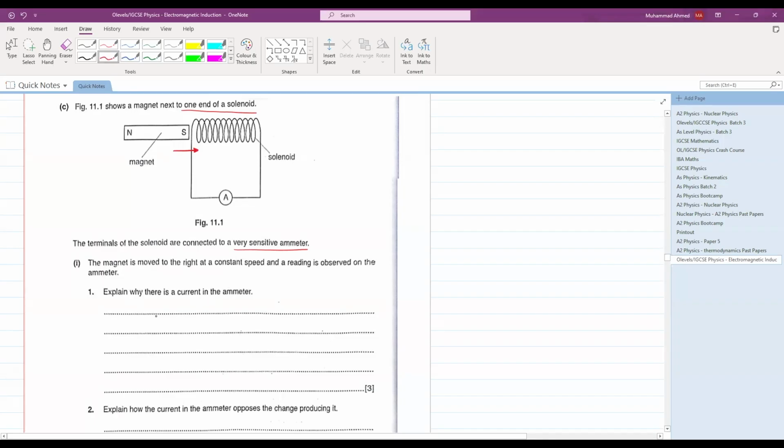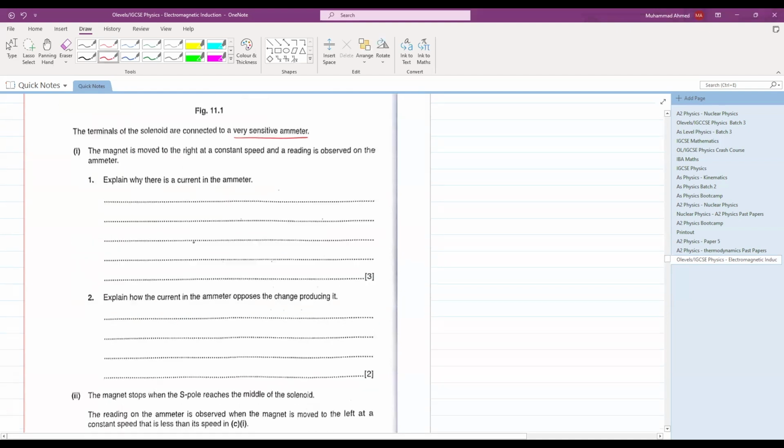We have discussed this so many times. Magnetic field lines cut with the solenoid. The change in cutting effect induces EMF. This EMF generates current. This current is read by the ammeter. So you can write it by yourself. This is very, very easy now.